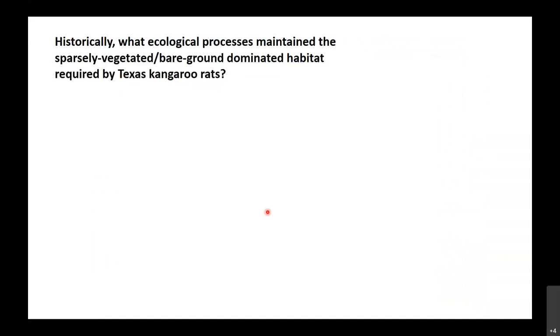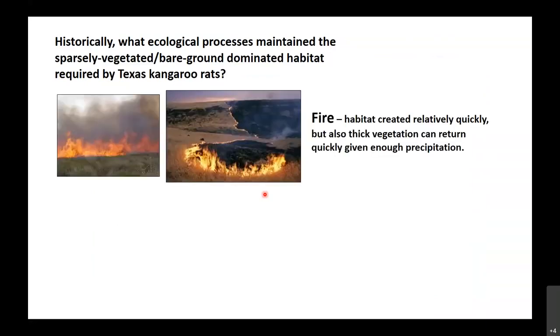Okay, so then that brings up the question: historically, before we had roads in that part of Texas, before it was settled, what ecological processes maintained this sparse vegetation, this bare ground dominated habitat that they seem to need? Well, one that comes to mind, obviously, is fire, grassland fires that could create habitat really quickly and create a lot of it. So you can almost imagine that fires oftentimes leave behind a mosaic. There may have been scattered patches of natural vegetation providing food resource, seeds, as well as bare ground that's created after the fire burns.